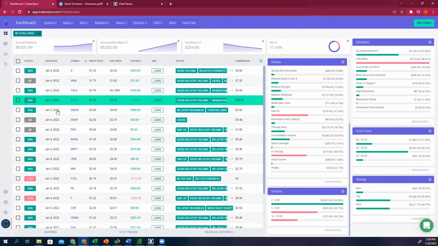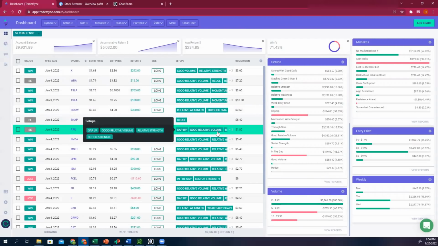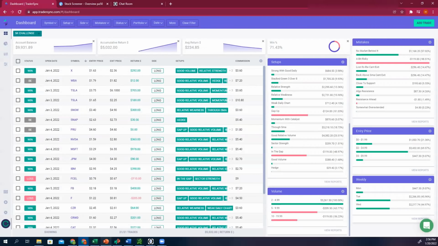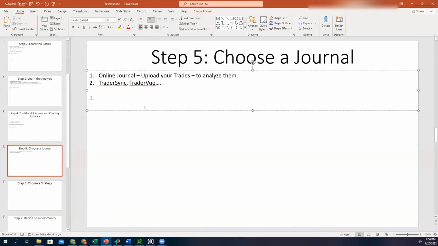Okay. Picking a good journal, this investment, I would actually put ahead of the investment for a scanner, because what you need to do once you pick one is learn how to analyze trades. Setups to mistakes.